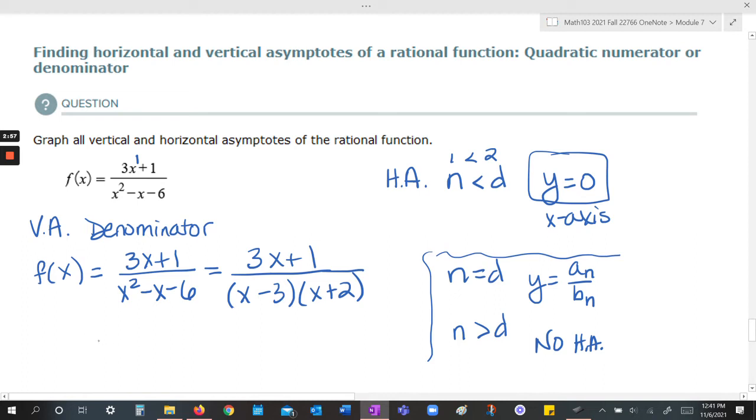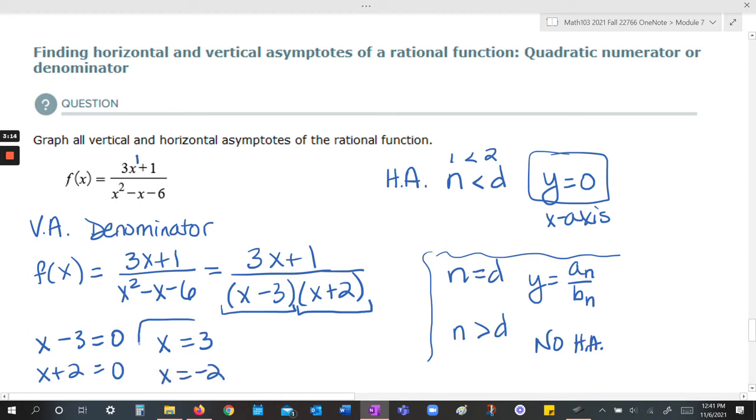So now I can feel confident that both of these factors in my denominator are going to give me vertical asymptotes. I'm setting each of these equal to 0. So we get x equals 3, and x plus 2 equals 0, so x equals negative 2. We get 2 vertical asymptotes for this particular function. So this function has 2 vertical asymptotes, 1 horizontal asymptote. By the way, you can get more than 1 vertical asymptote, but you have either 1 or none for the horizontal. And that's all they asked us to find.